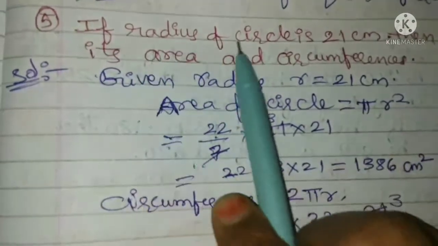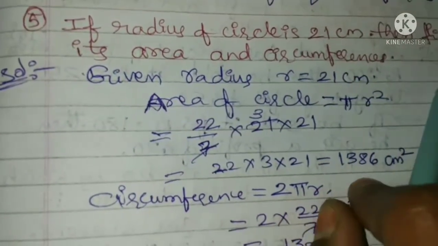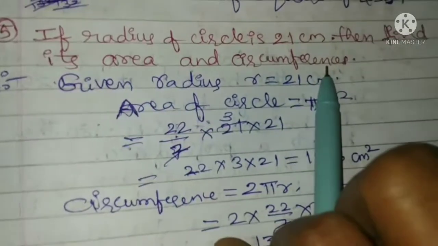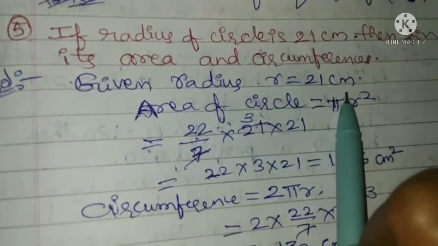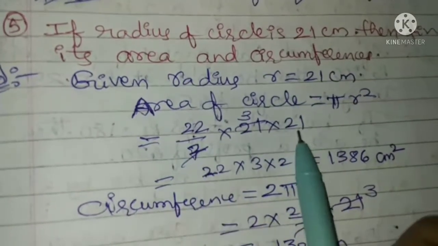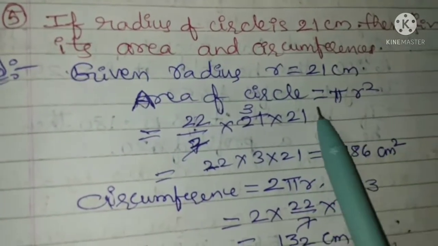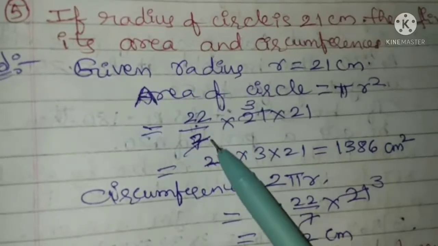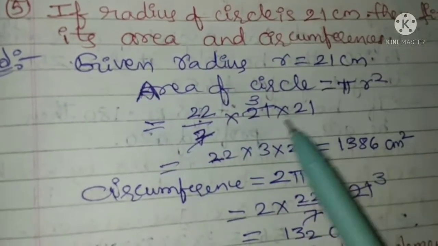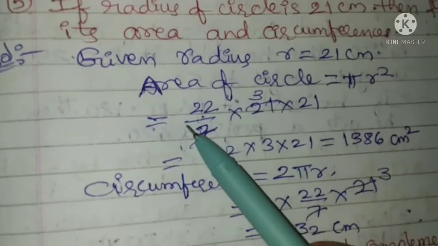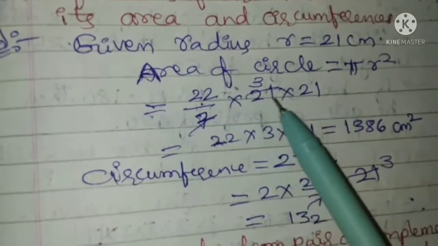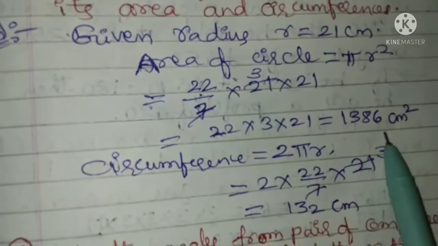Next question, if the radius of a circle is 21 centimeters, then find its area and circumference. Given radius of circle is 21 centimeters, r value 21, and area of circle formula is pi r square. Pi means 22 by 7. 22 by 7 into 21 into 21. 7 3s are 21, so 3 into 21 into 22, 66 into 21, that is 1386 centimeter square.